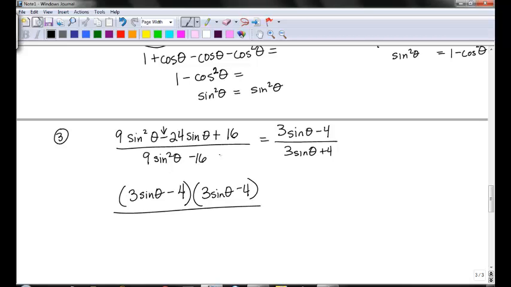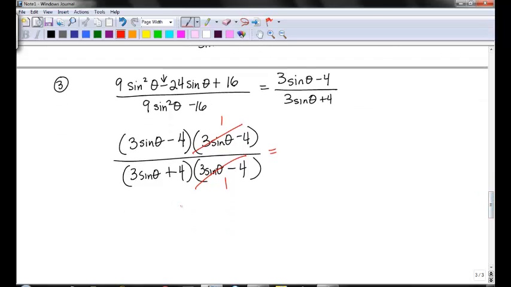And then the bottom is actually a difference of two squares. 3 sine of theta, I need a plus 4 and a minus 4. It doesn't matter which order. Okay, now you can reduce it. And it doesn't matter, this quantity is going to go out with either one of the top ones, I don't care which one. And it reduces to 1. And now you're actually at your answer.